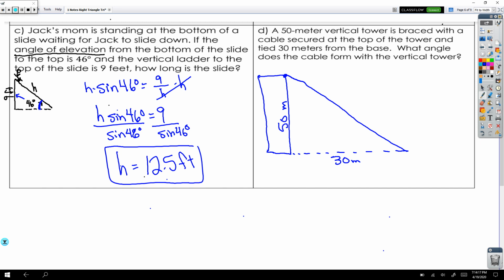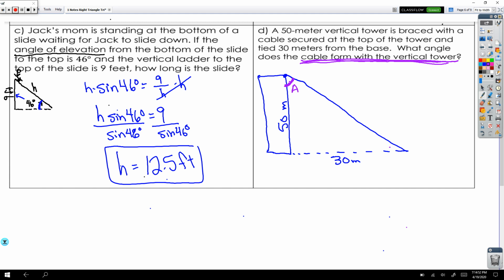So we're trying to find the angle that the cable forms with the tower. So would that be this angle or this angle? Cable and tower. That would have to be this angle right here. Okay, now if it said cable and the ground, that would be the bottom right angle. Alright, so we have our angle measure here. Let's call it A.